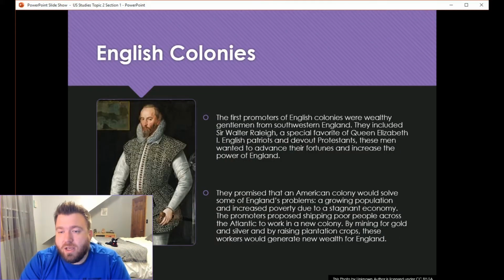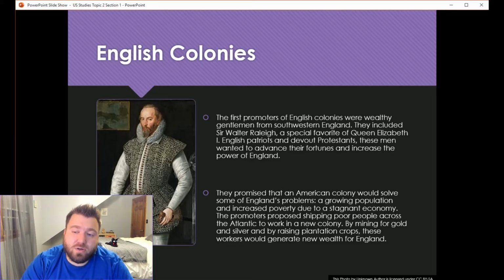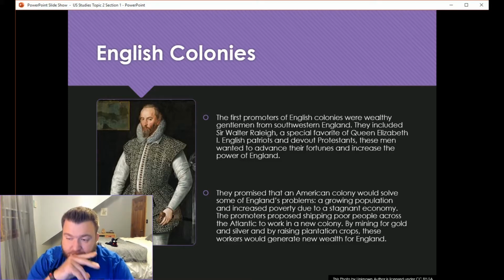English colonies. The first promoters of English colonies were wealthy gentlemen from southwestern England. They included Sir Walter Raleigh, a special favorite of Queen Elizabeth I. English patriots and devout Protestants, these men wanted to advance their fortunes and increase the power of England. They promised that an American colony would solve some of England's problems: a growing population and increased poverty due to a stagnant economy. The promoters proposed shipping poor people across the Atlantic to work in a new colony. By mining for gold and silver and by raising plantation crops, these workers would generate new wealth for England.